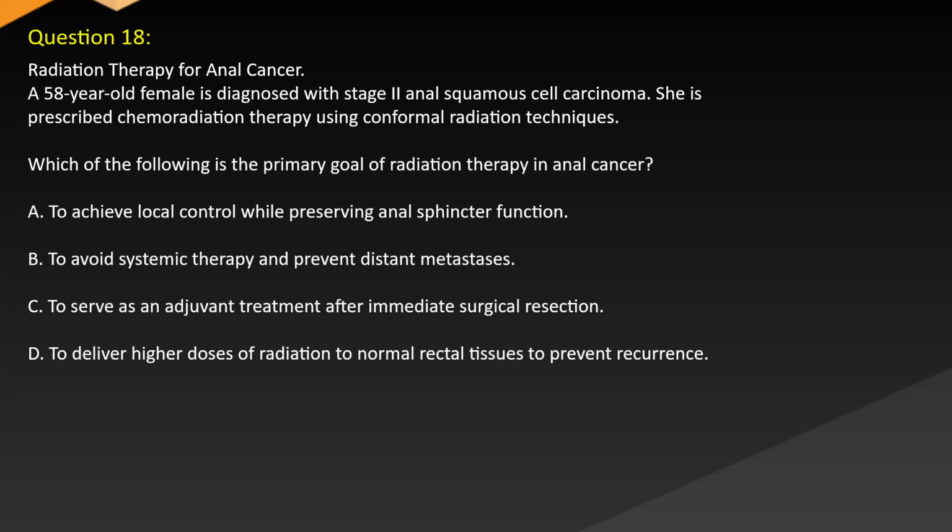Question 18. Radiation therapy for anal cancer. A 58-year-old female is diagnosed with anal squamous cell carcinoma. She is prescribed chemoradiation therapy using conformal radiation techniques. Which of the following is the primary goal of radiation therapy in anal cancer?